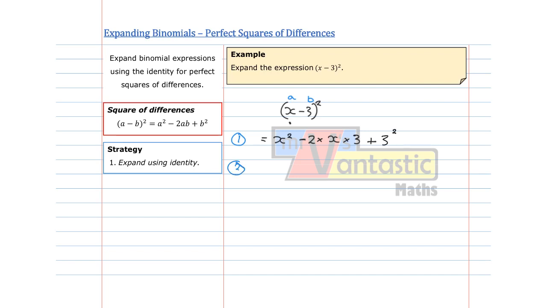And we're going to simplify this expression, because that's a bit of an ugly expression to just leave sitting there. So this is going to become x squared, can't be simplified anymore, minus 2 times 3 gives us 6x, plus, and 3 squared is 9. So the expanded version of this expression is x squared minus 6x plus 9. And that is how we can expand binomial expressions using the identity for perfect squares when we have a difference inside of our bracket. Fantastic.